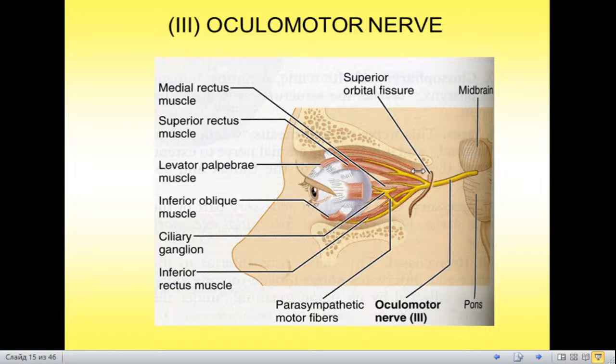In general, this nerve supplies most of the muscles of the eyeball, such as the levator palpebrae superioris muscle, the inferior oblique muscle, and three rectus muscles except for the lateral one. But they are the motor component. As you know, the oculomotor nerve also has parasympathetic fibers, and these fibers also supply muscles of the eyeball, but smooth muscles, which are the sphincter pupillae muscle and musculus ciliaris.